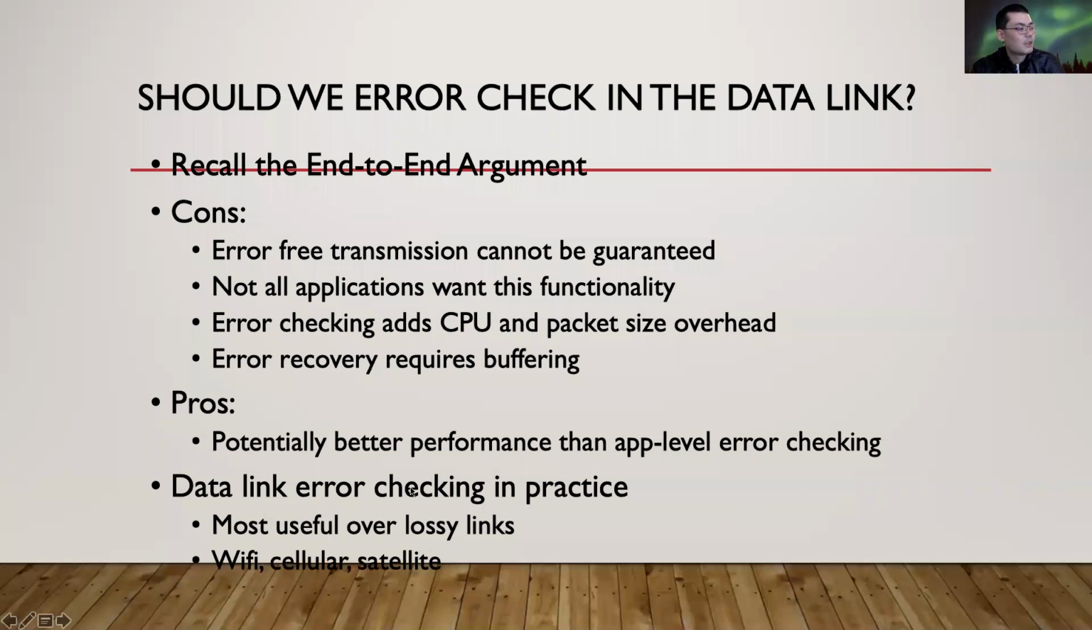Data link error checking in practice is mostly used in Wi-Fi or 4G, these kinds of links, because they are lossy links. If you do that on a very high quality Ethernet wired link, it may not make too much sense. Of course, if you have cellular or satellite, satellite also needs some protocol that can fix errors and do more checking. But this really depends on how likely there will be an error.